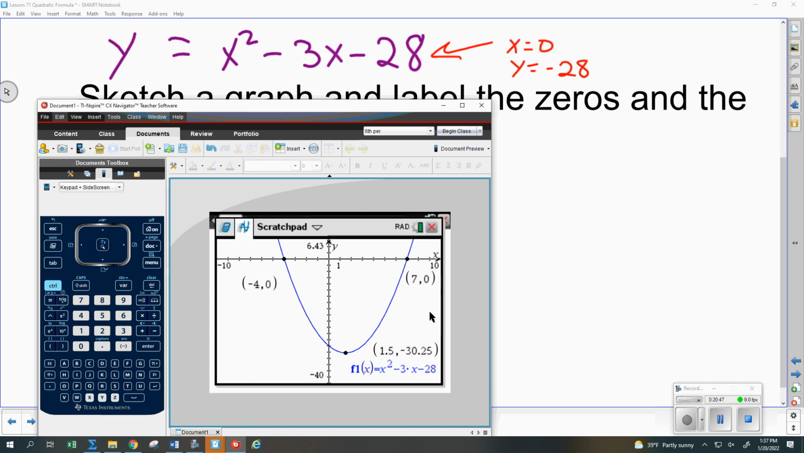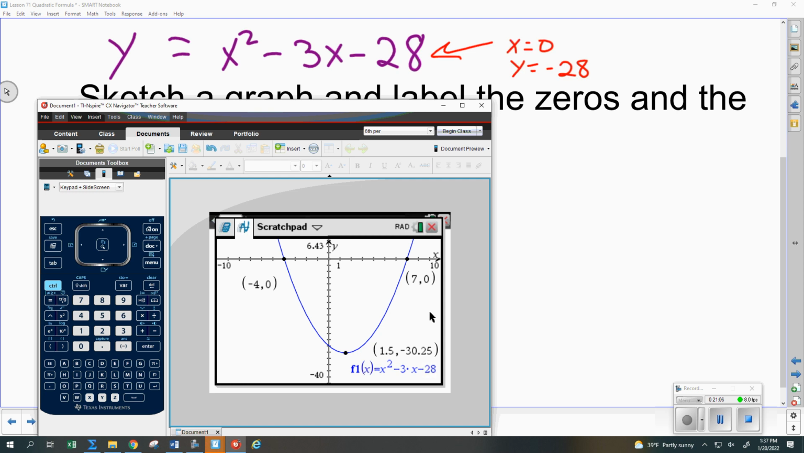Oh, it crosses the x-axis at -4 and 7. Do those numbers sound familiar? Cooper, where did you hear them before? They're the answers we got when y was 0. Does that make sense? Y is 0. So these are the numbers we get when y is 0.